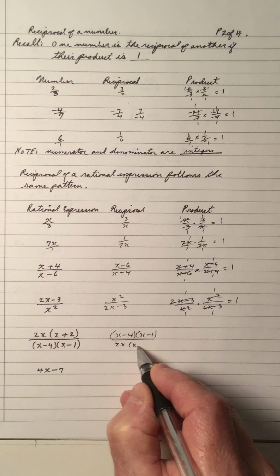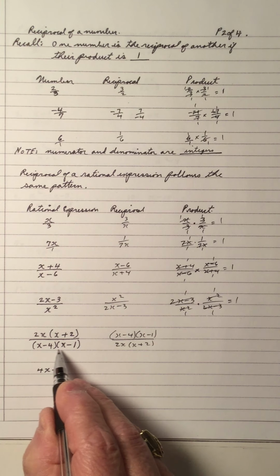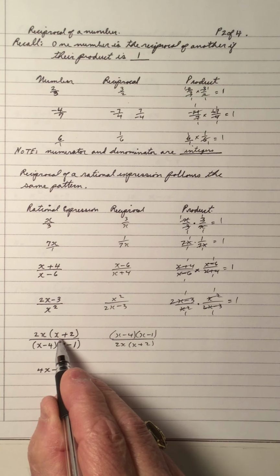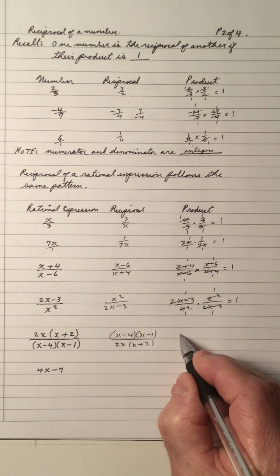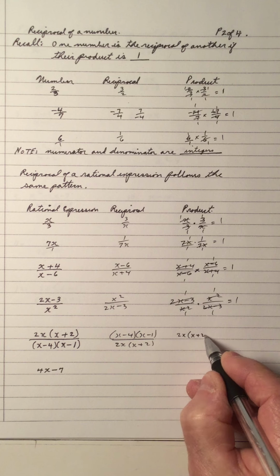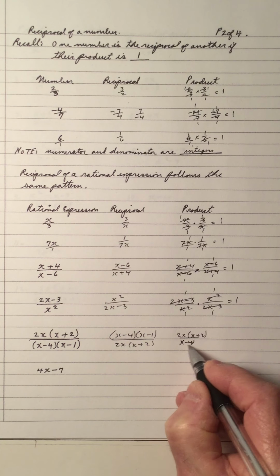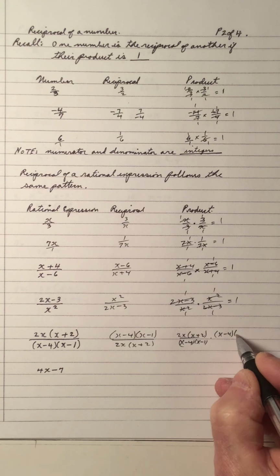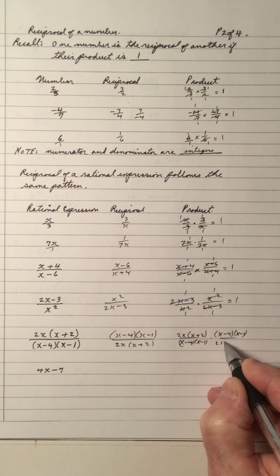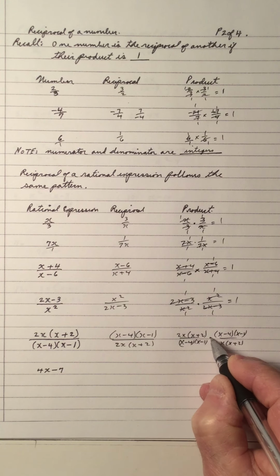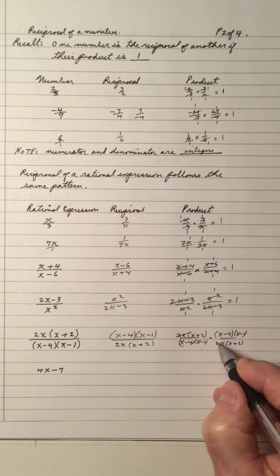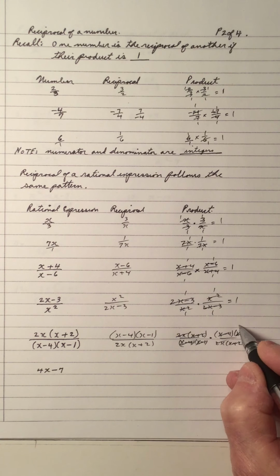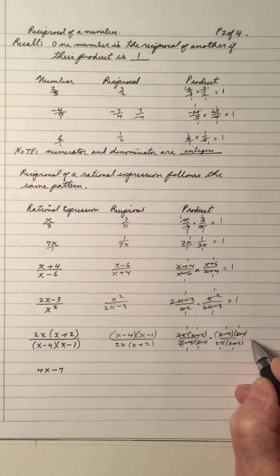So notice the reciprocal. The 4x minus 4 and x minus 1 goes to the numerator. 2x times x plus 2 goes to the denominator. This takes a while to write all this down. But as you can see, there's the first one, and there's the second one, its reciprocal. And because we're multiplying rational expressions, we cancel. 2x cancels. The x plus 2's cancel. The x minus 4's cancel. The x minus 1's cancel because they're all on top and bottom. They're all 1's. So you get a 1.